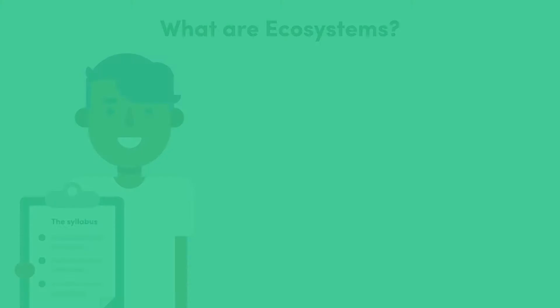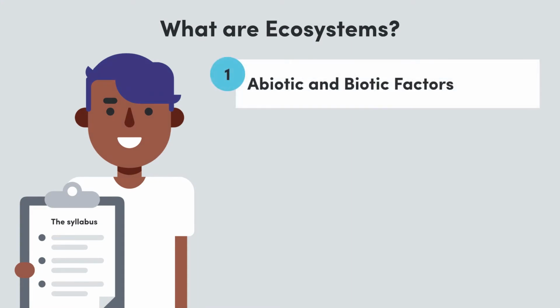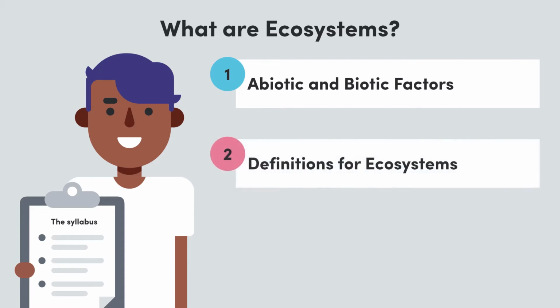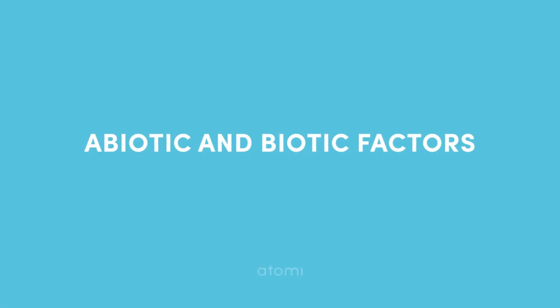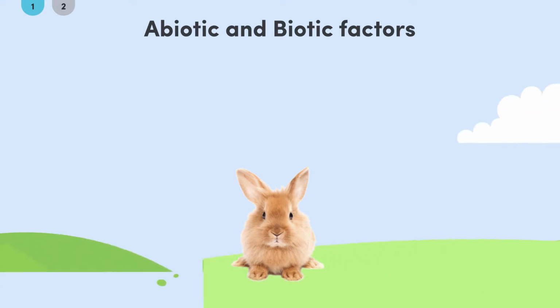Everyone! Over the next few videos, we'll be looking at ecosystems. In this video, we'll talk about abiotic and biotic factors with some examples. Then, we'll go on to the definitions we use for various parts of an ecosystem. Let's get going! In ecology, we study the relationship between an organism and its environment.